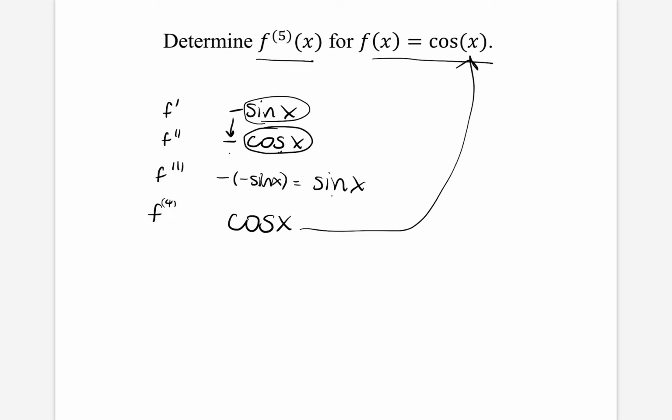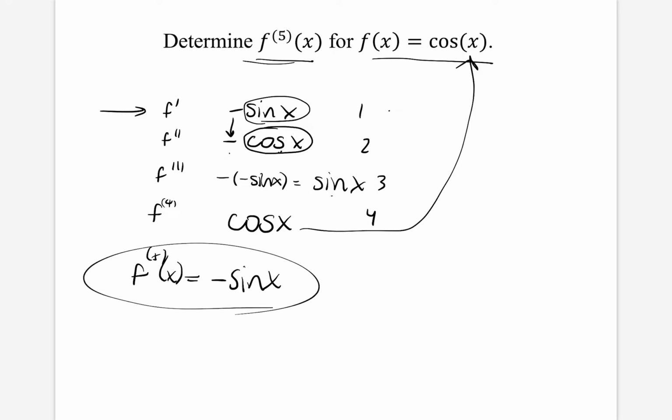So if we take the fifth derivative, we're going to be right back here at the first derivative. So we have 1, 2, 3, 4. If we take the fifth derivative, we're back up here again. So the fifth derivative for this function, cosine of x, is going to be negative sine of x.